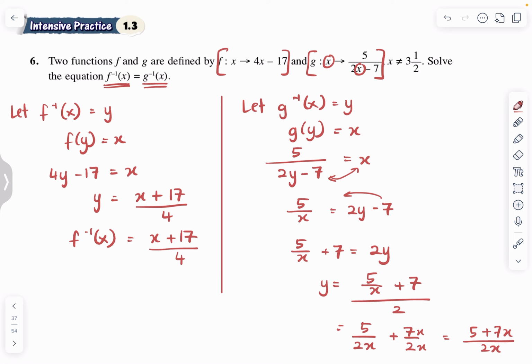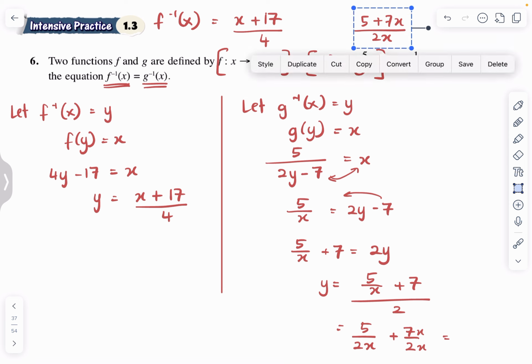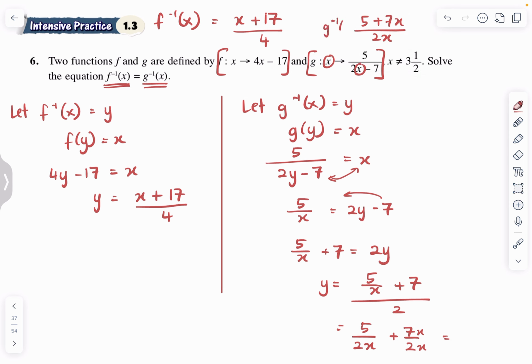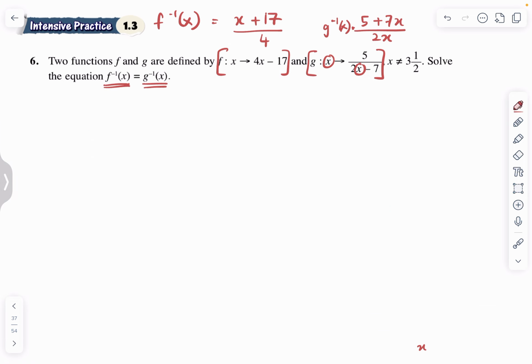Okay, done. Now we have to solve this. So let's take this, we need this. And then we take this as g inverse x. Then the rest we can delete. So if f inverse x equals g inverse x, therefore x plus 17 over 4 will equal 5 plus 7x over 2x.